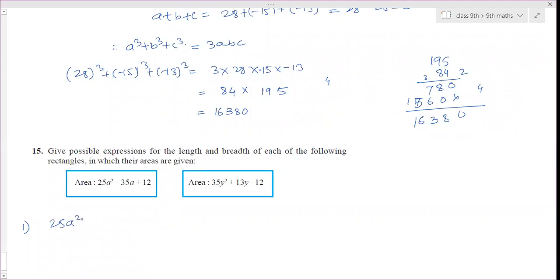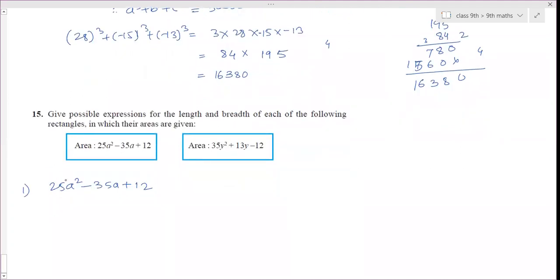First one is 25a square minus 35a plus 12. So we need to factorize it into two terms. What is the product needed? 25 into 12, that is 300. Now we need 35. 25 can be written as 5 into 5, and 12 is 3 fours. 5 threes are 15 and 5 fours are 20. So 15 and 20 are the two terms. Both should be minus because the product is positive. So 25a square minus 15a minus 20a plus 12.